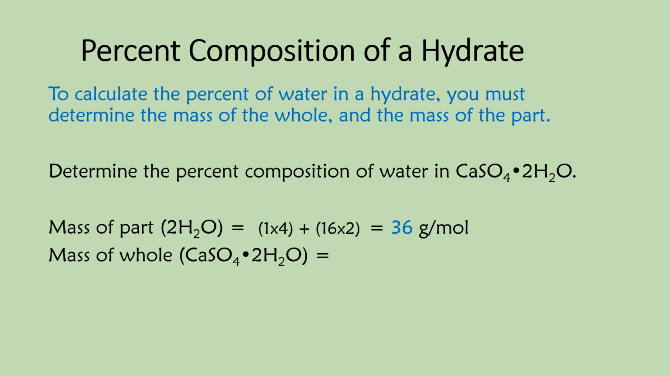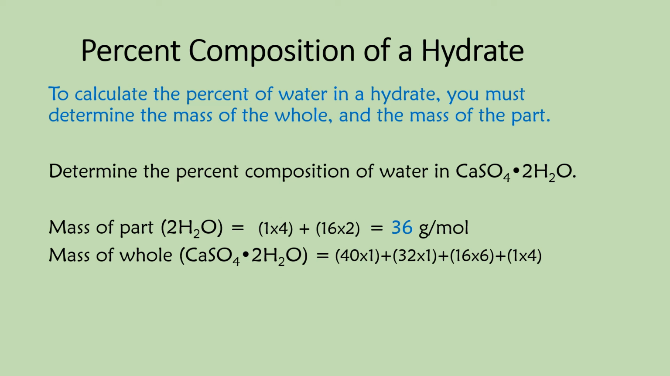And then we have to calculate the mass of the whole thing. So we start with calcium. Go to your periodic table. The mass of calcium is 40. And we only have 1 mole of calcium there, so that would be 40 times 1. Then we do the same thing with sulfur. The mass of sulfur is 32. We only have 1 mole of sulfur. Plus, next up we have oxygen.